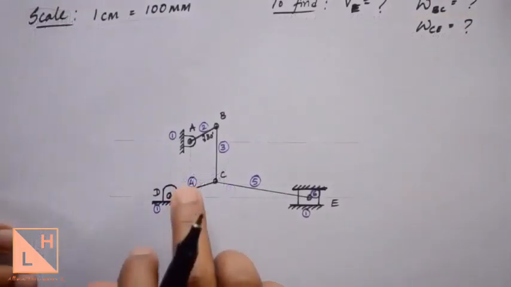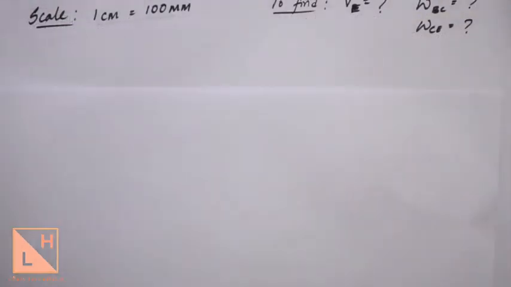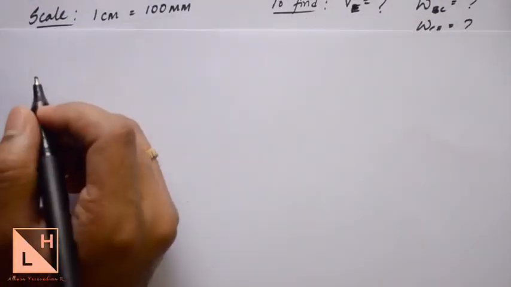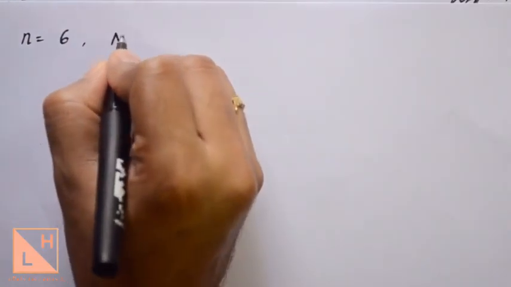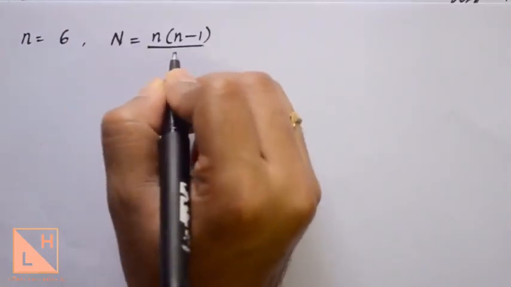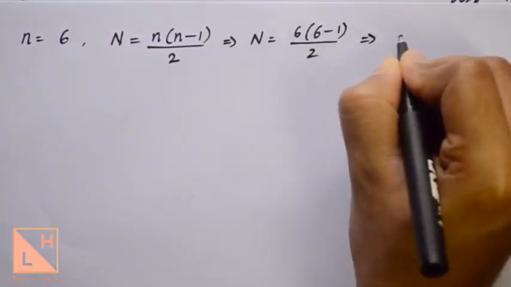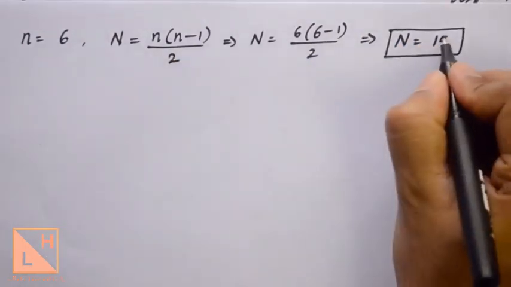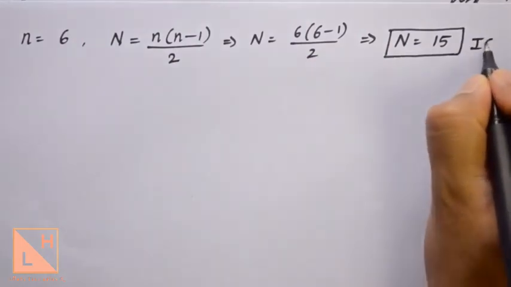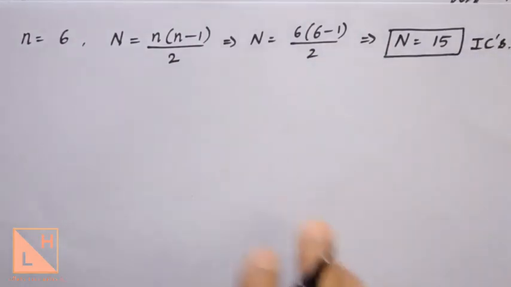Now, as we have noted the number of links as 6, let us find out how many instantaneous centers we will get for this particular problem. So we get the value of small n as 6, that is the number of links. We are going to get 15 instantaneous centers in this particular problem.